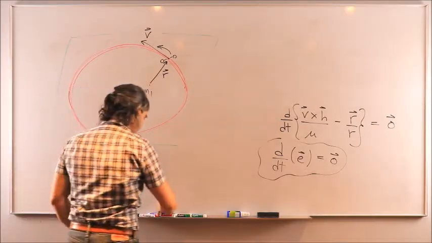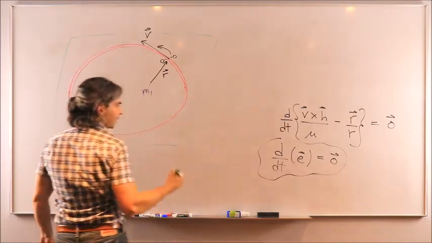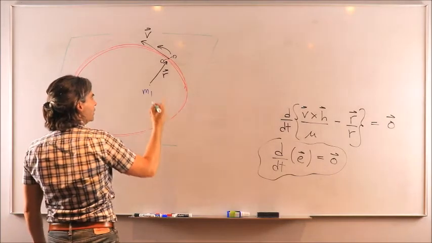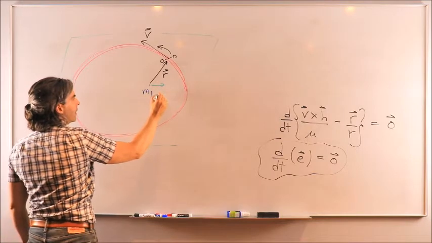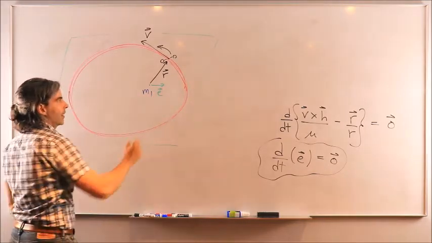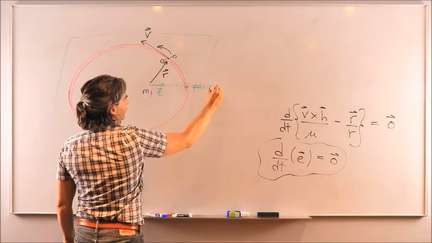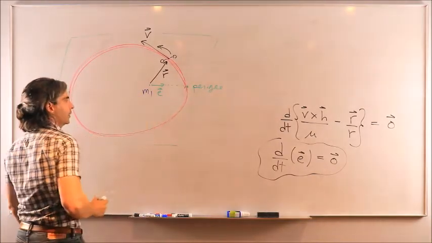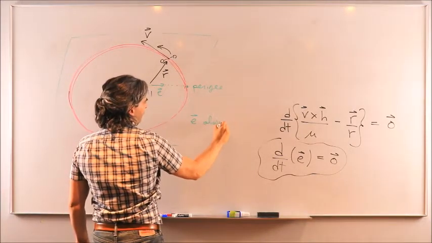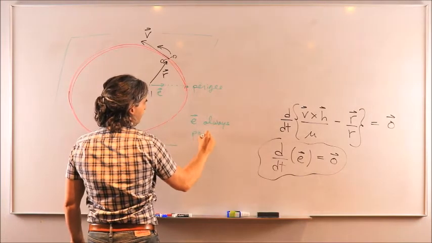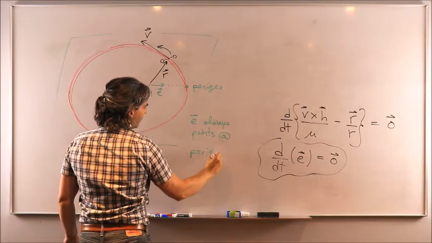And the third one is this, right? The eccentricity vector is not moving. Well, you need to know that the eccentricity vector is a vector that starts at M1 and always points in the direction of the perigee, which is the closest point between the orbit and M1. So I'm going to write it for you: eccentricity vector always points at the perigee.